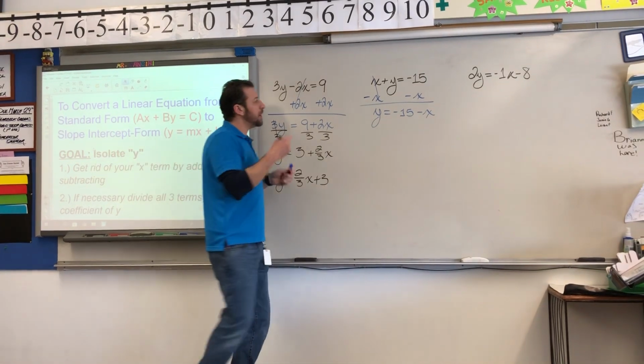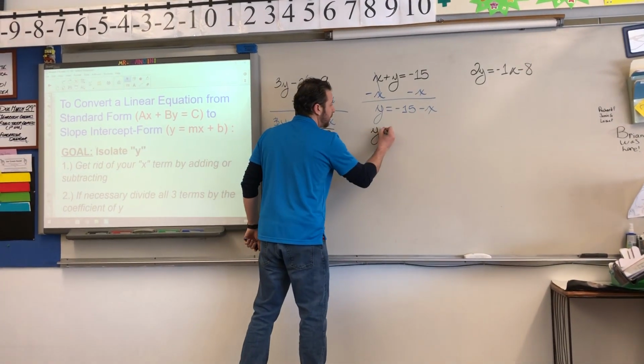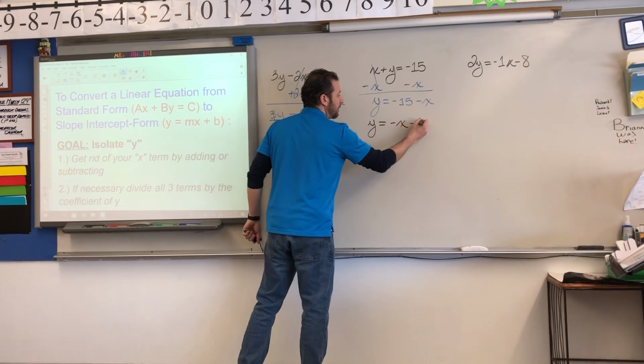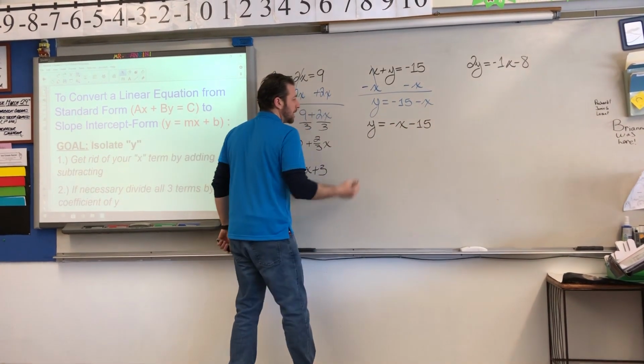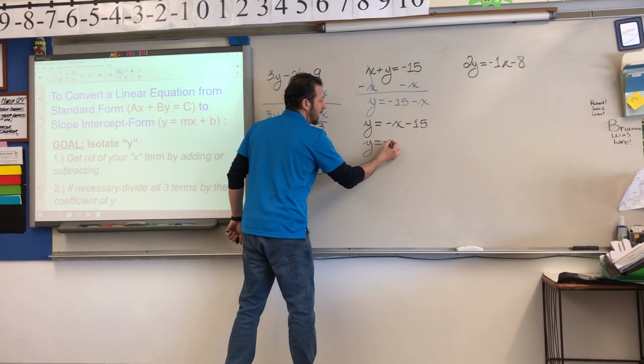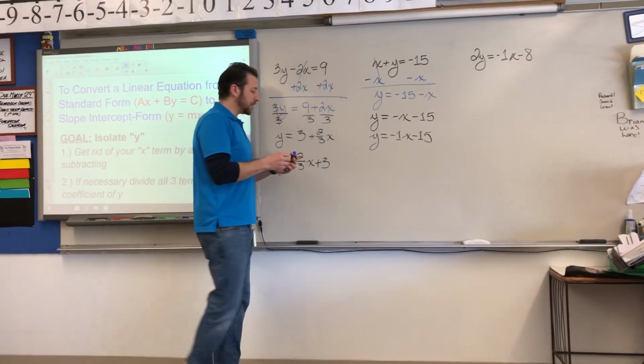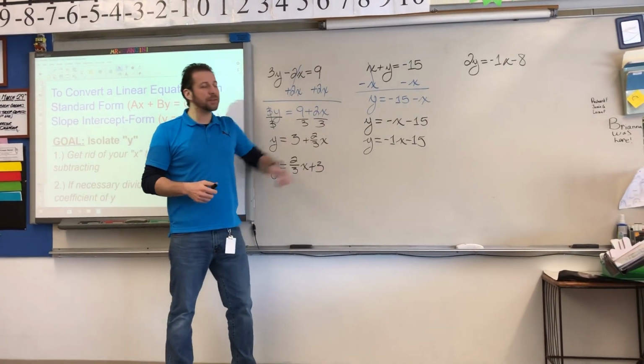The only thing I want to do is rearrange this, so in slope-intercept form, it looks like y equals, it's a negative x, it's also a negative 15. Sometimes you may see it written like this, y equals negative 1x minus 15. So again, that gives us standard form into slope-intercept form.